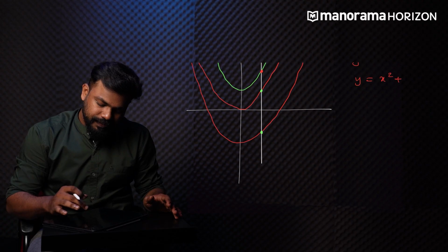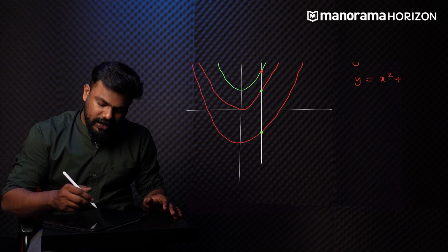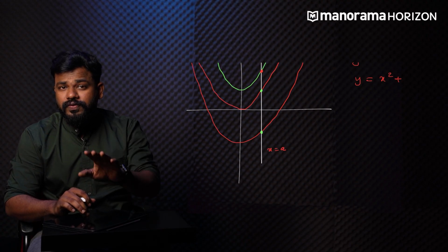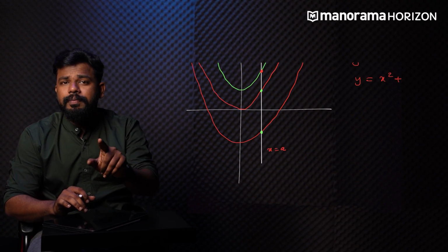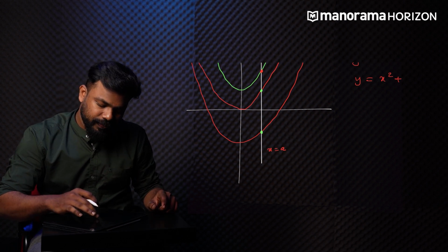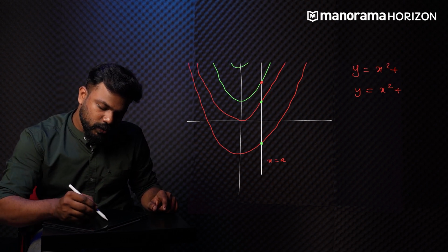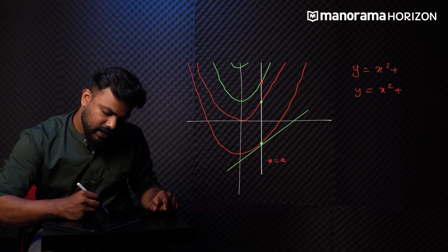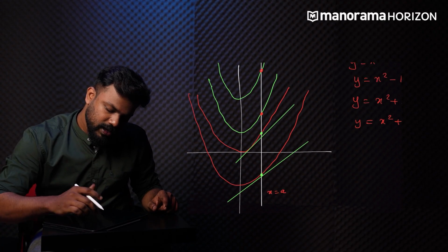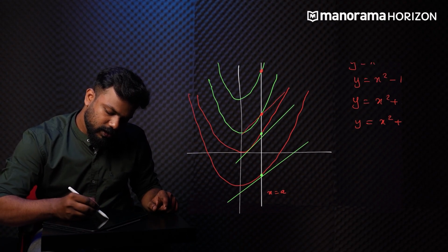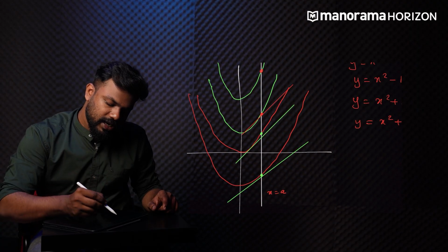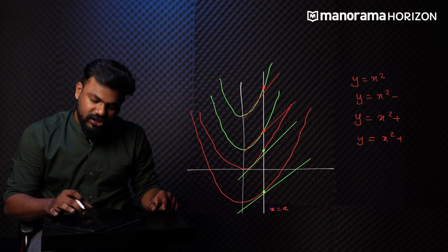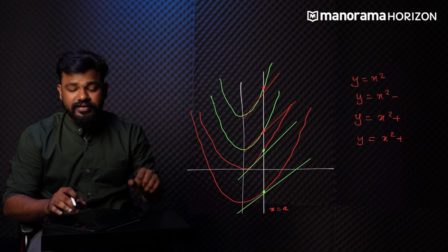So what happens is, at this line x is equal to a, there are different intersection points, and because of the different intersection points, there can be different tangents which I can draw. So if I draw a tangent over here, it might look like this. Another tangent over here might look like this. Another one over here might look like this. And the last one can look like this also. So there are different tangents which I have drawn on these intersection points.